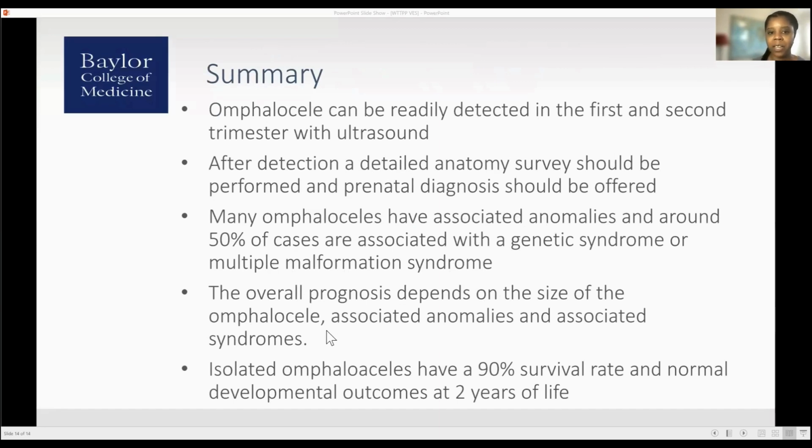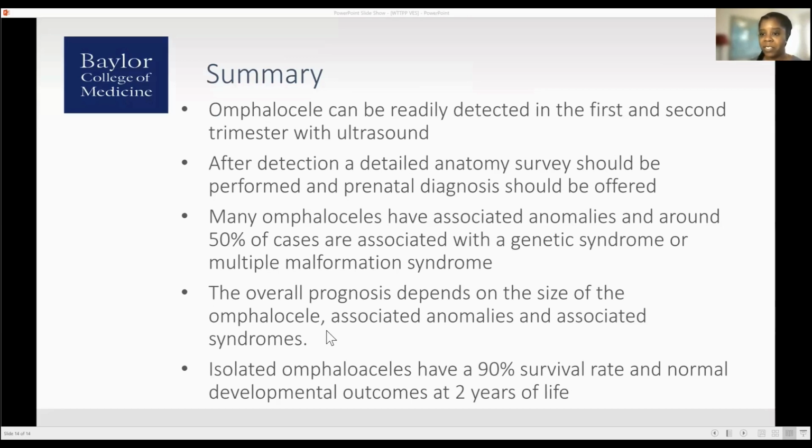So in summary, an omphalocele can be readily detected in the first and second trimester with ultrasound, but most commonly is done in the second trimester. After detection of an omphalocele, a detailed anatomy survey should be performed and prenatal diagnosis should be offered.